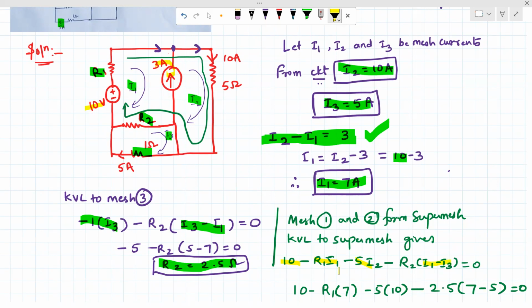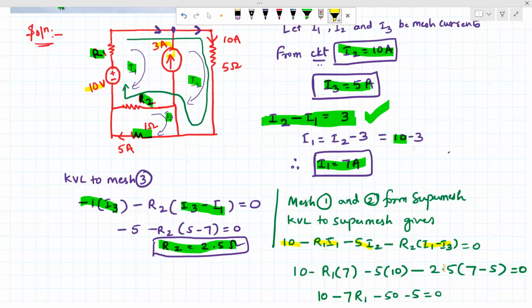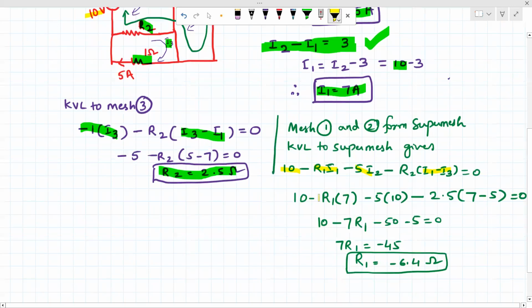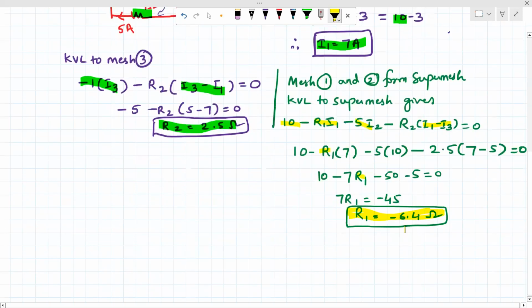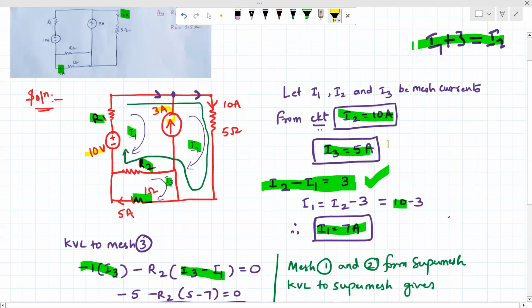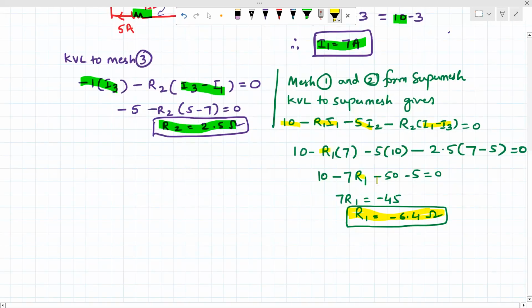We know the value of I1, we know the value of I2 and we know the value of I3. So we need to put these values in, and the only variable in this equation is R1. So we get R1 to be 6.4 ohms. So this completes the numerical.